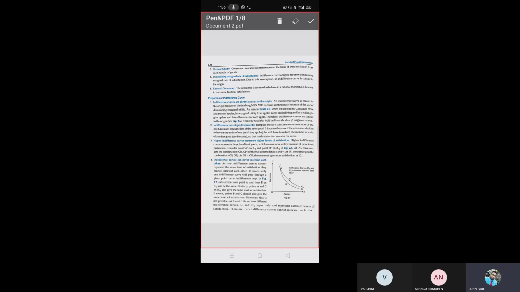That is why it is called monotonic preference. The next one is that indifference curves never intersect. What do you mean by intersect? This is what is called intersect. You can see.